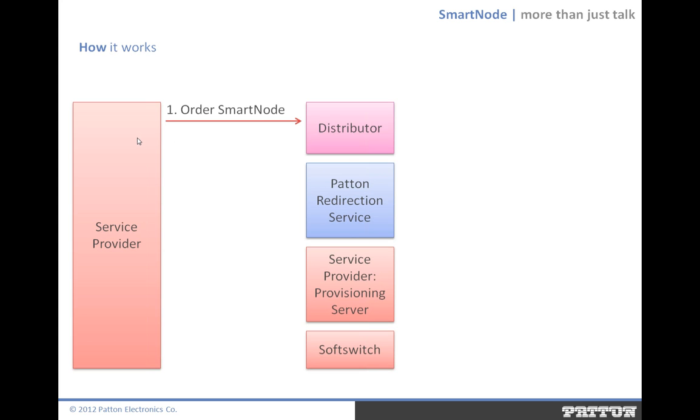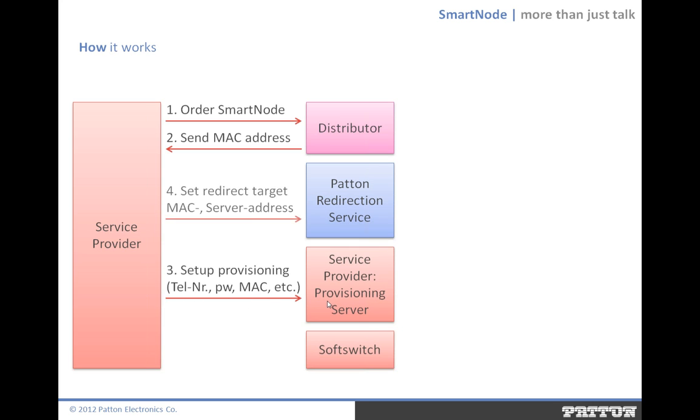The steps: first, a new customer signs up with the service provider, and the service provider orders a SmartNode as usual. The distributor, once he knows which SmartNode will be sent to the customer, can send the MAC address of that specific device to the service provider. Then, as usual and already done right now, the service provider can set up the provisioning server with the telephone numbers, passwords, MAC addresses, etc.